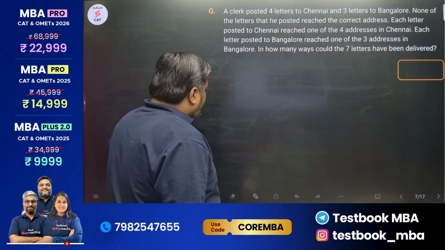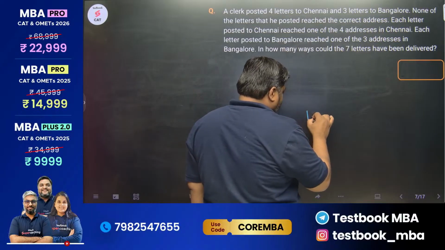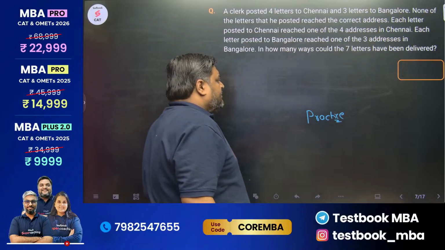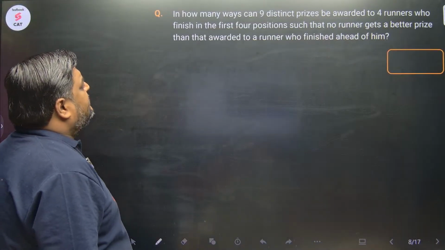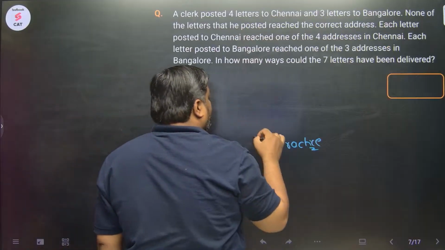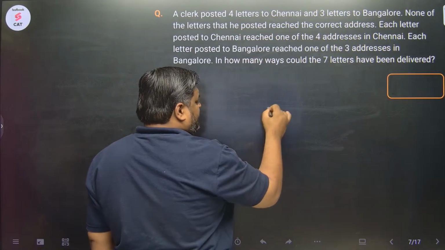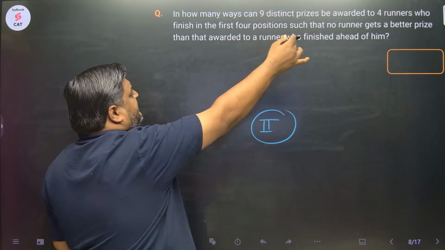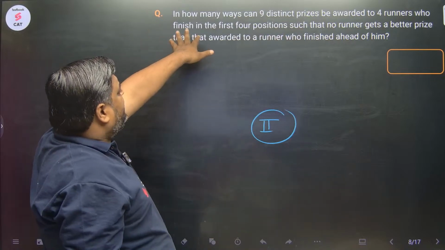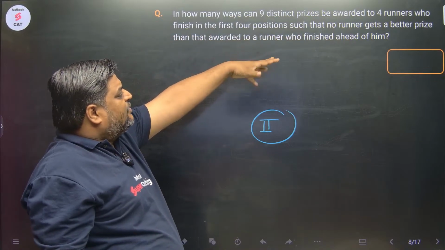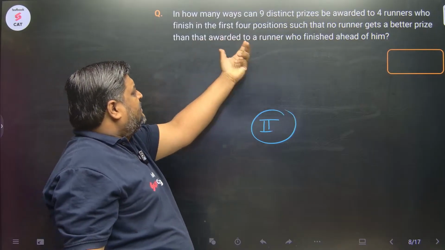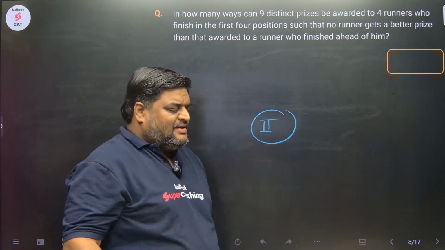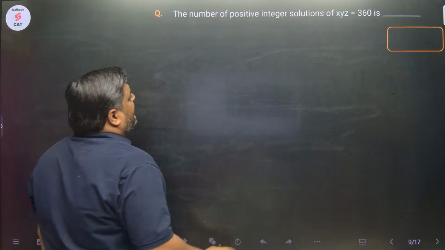Chalo, now take this question for your practice, we'll stop here for the day, we'll meet again tomorrow. I'll give you a couple of questions for practice. This as practice, a good question, let this be the first question, let this be the second question. In how many ways can 9 distinct prizes be awarded to 4 runners who finish in first 4 positions such that no runner gets a better prize than a runner who finished ahead of him? It is a very good, logical question, try this one and answer it.